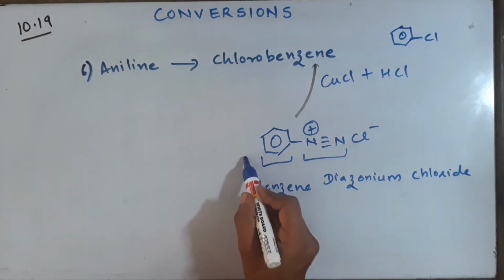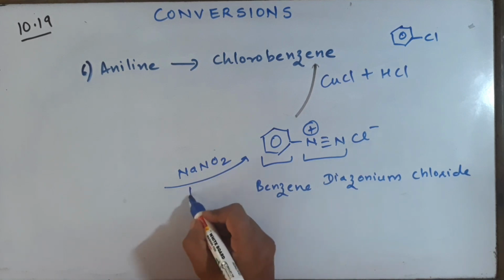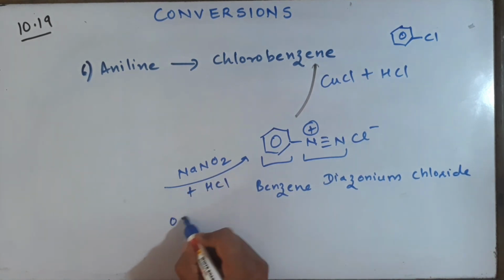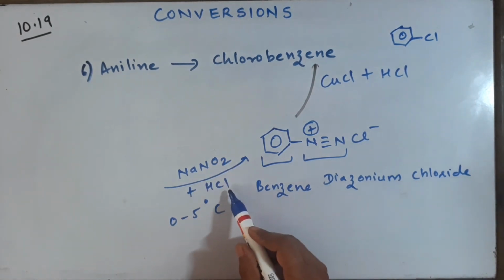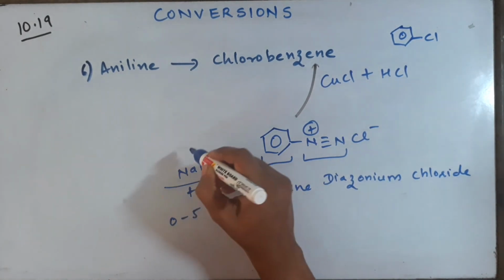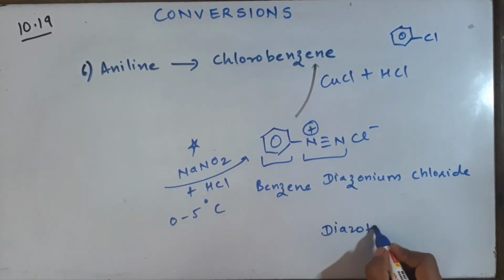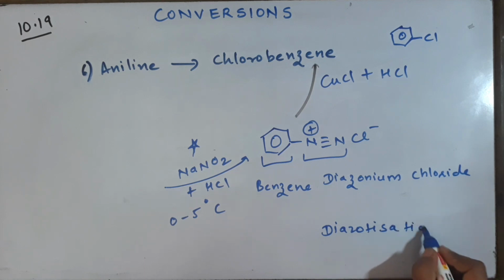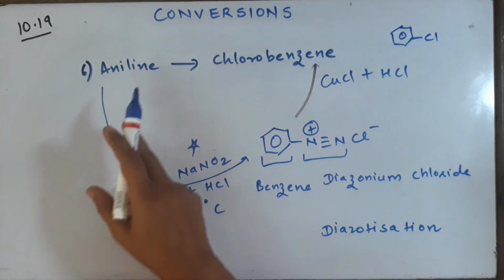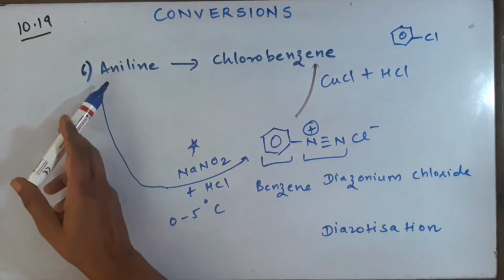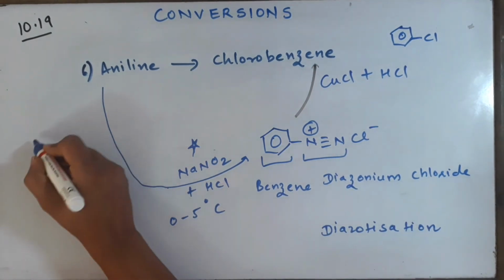How to go back? We have already known these steps. We have to use sodium nitrite plus concentrated HCl, 0 to 5 degrees Celsius. Now you have to learn this particular combination of reagent and temperature. It is extremely important for your board exam. This reaction is called the diazotization reaction. The conversion of primary aromatic amines into benzene diazonium salts is called diazotization.